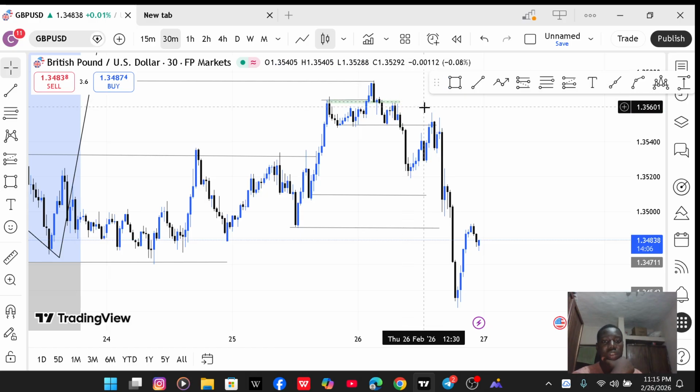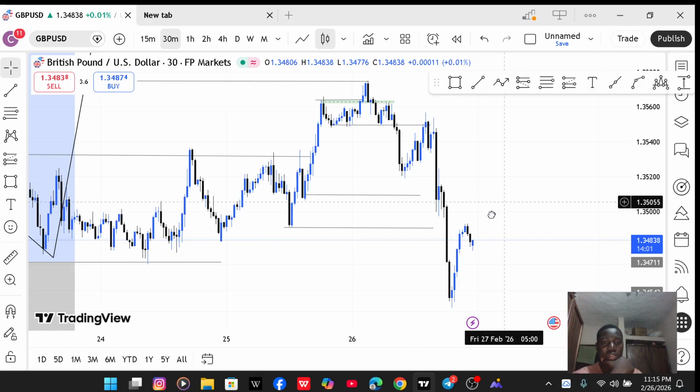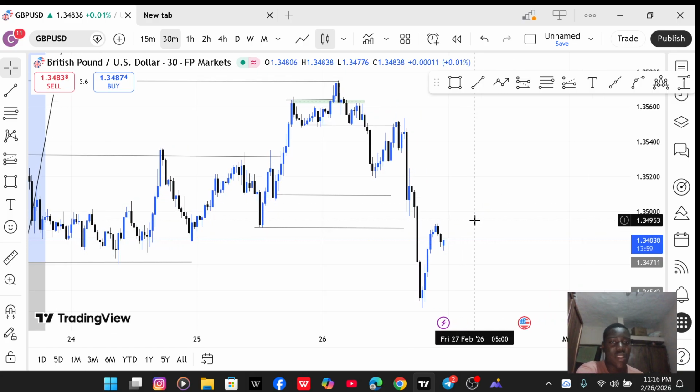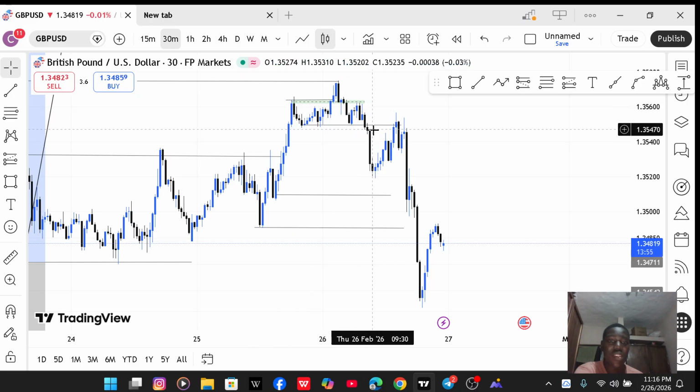You know what head and shoulder pattern means? A reversal pattern. Head and shoulder pattern means a reversal. Now when I see this chart pattern, it means a reversal pattern.